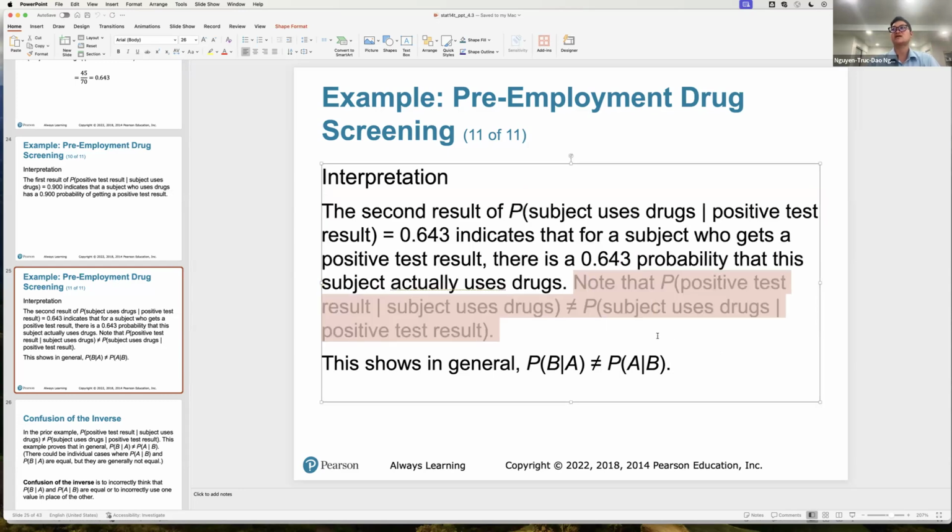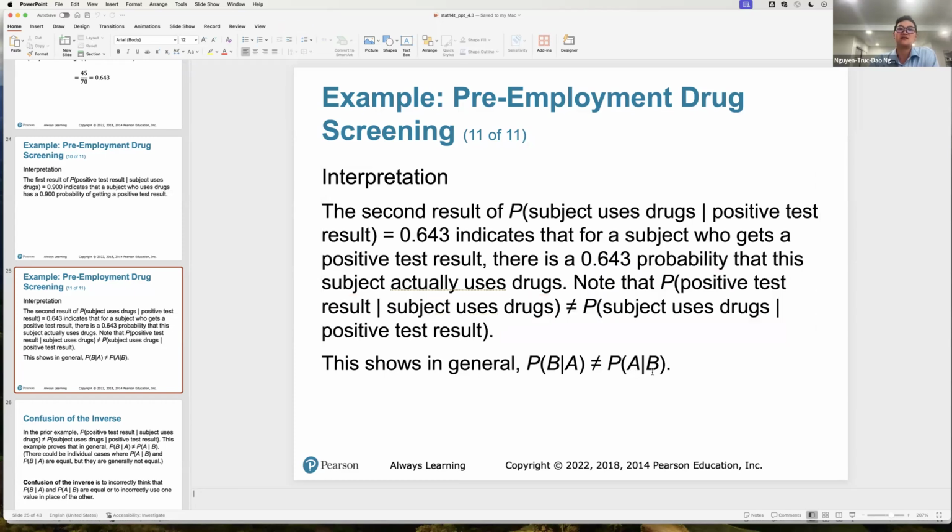And please note that when you switch these two positions, like the subject uses drugs and the positive test result, the probability will be different. They are totally different, because in general, the probability that the event B occurs, given that the event A already occurred, is different from the probability that the event A occurs, given that B already occurred. They are totally different.